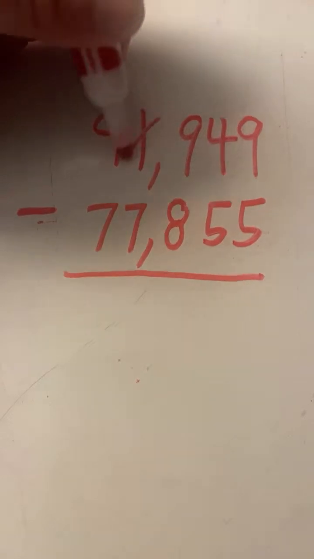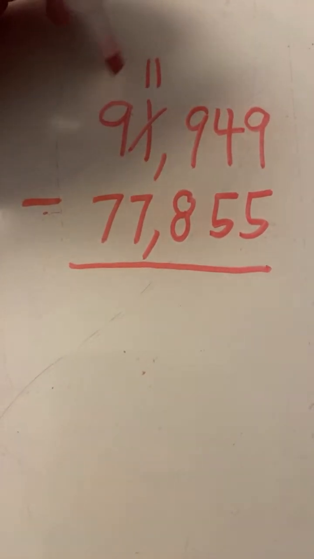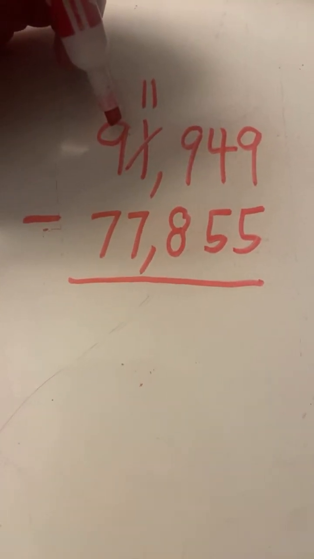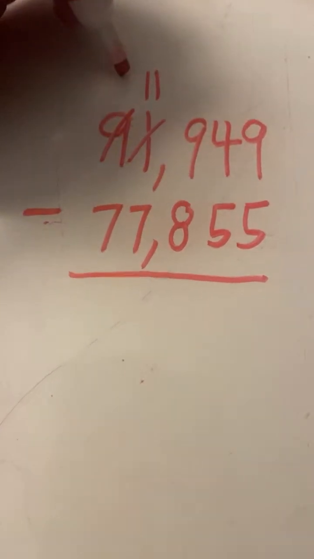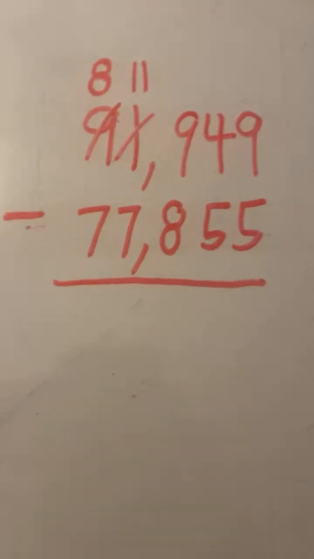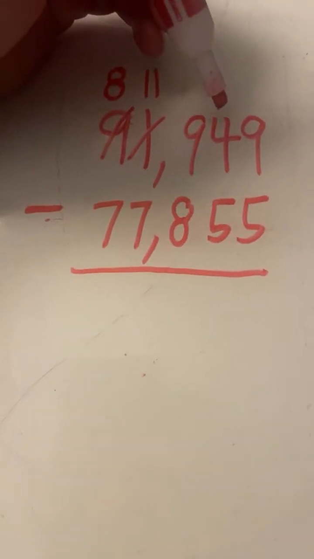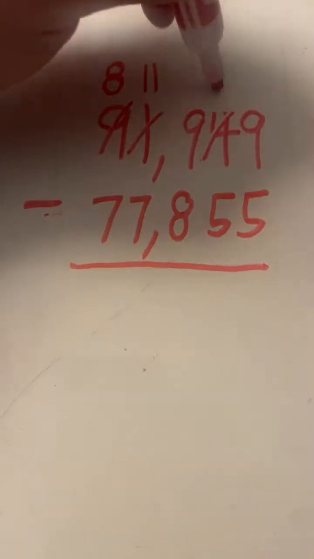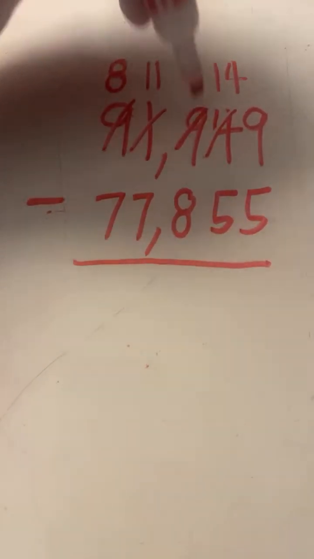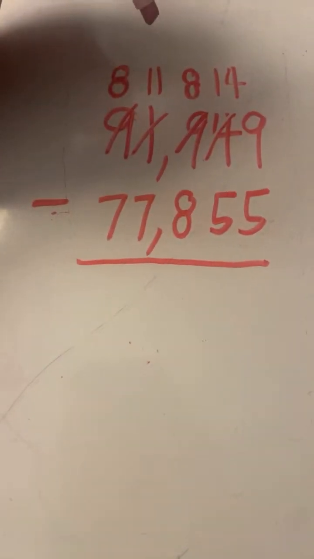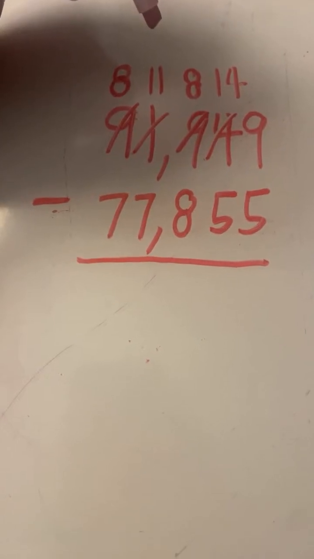So the 1, we're going to turn that into an 11. And then the 9, we're going to take away 1, and it's going to become an 8. Then going to the tens place, the 4 is going to become a 14, and the 9 in the hundreds place is going to become an 8. And now we are ready to subtract.